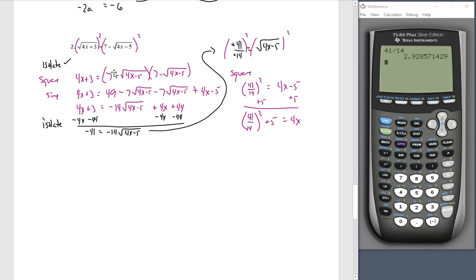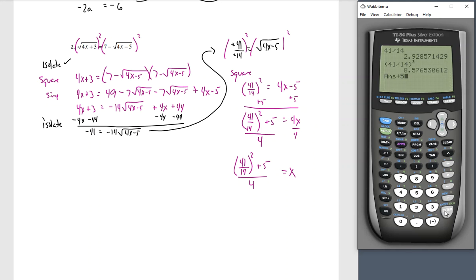And then we'll divide by 4x, right? It just keeps going. We're not going to divide by 4x. We're just going to divide by 4 because we want x to be by itself. 41 over 14 squared plus 5 divided all by 4. Here we go. So I'm going to do 41 divided by 14 squared, add 5, and then divide it by 4.